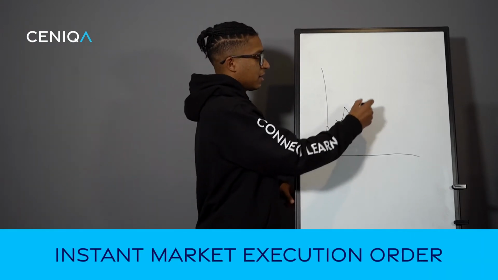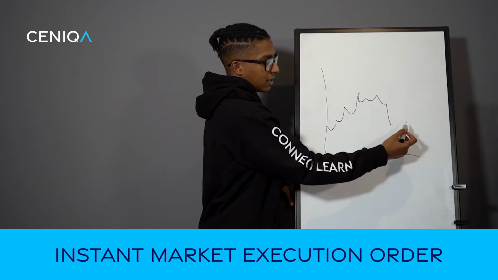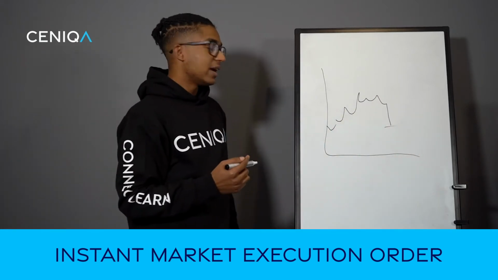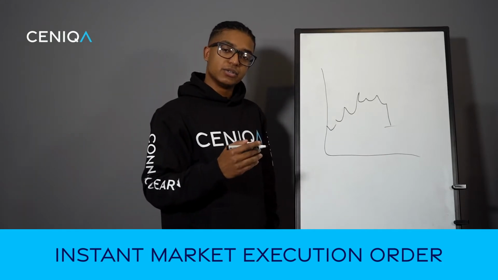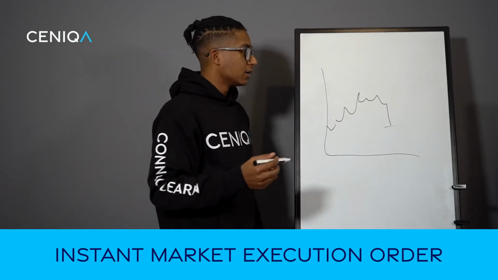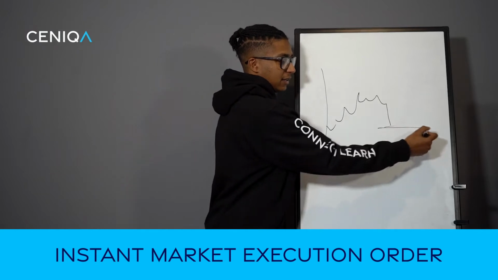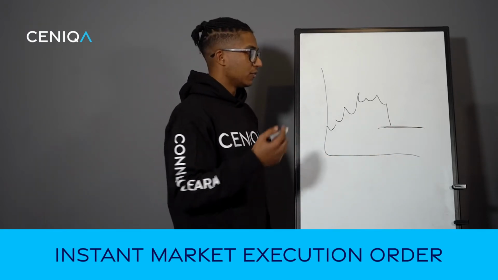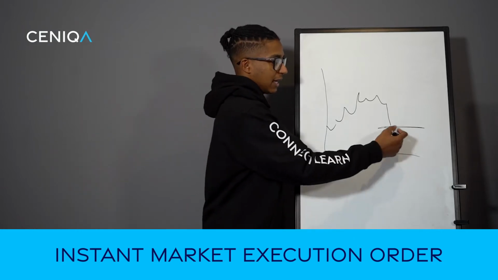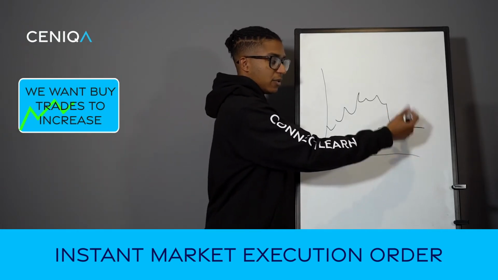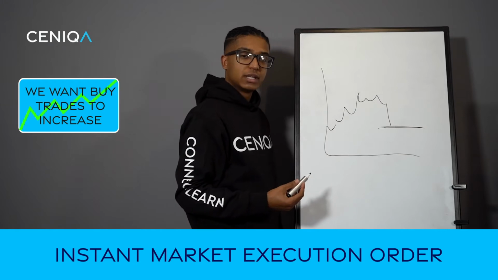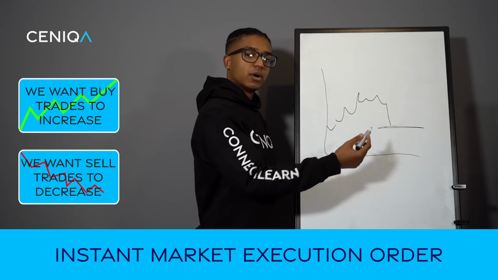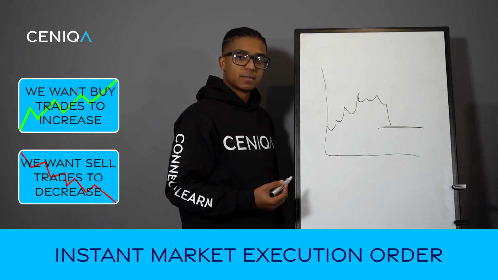So let's say this is the market and the current market price is so. When you enter a buy or sell trade using an instant execution order, you're going to enter the market at the instant market price. So if you were to do a buy trade, you'd get in looking for the market to go above your entry, or if you choose to do a sell trade, you'd be getting in looking for the market to go below your entry.